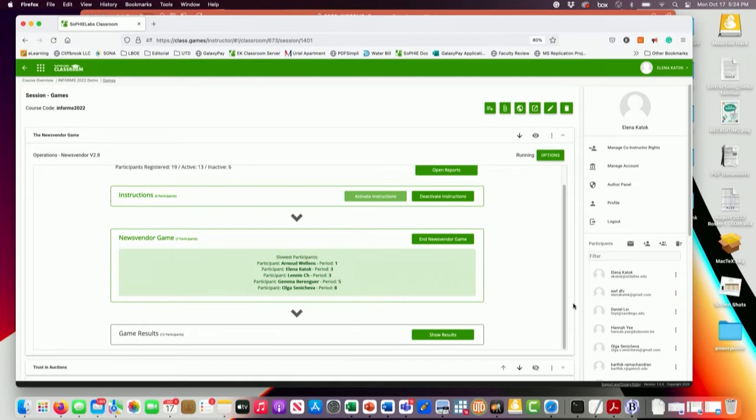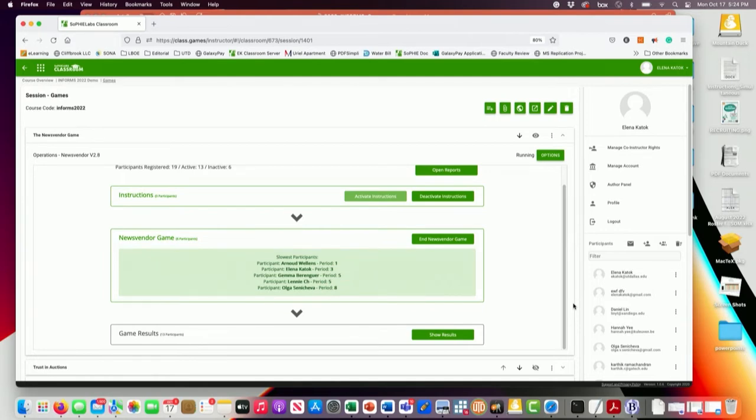Which I would not do for research. For research, I probably wouldn't let them enter a negative number, but I would allow them to bid below cost, right? Because constraining them sort of directs behavior towards optimal, and you want to avoid that. But in the classroom, I think it's fine to do stuff like this.